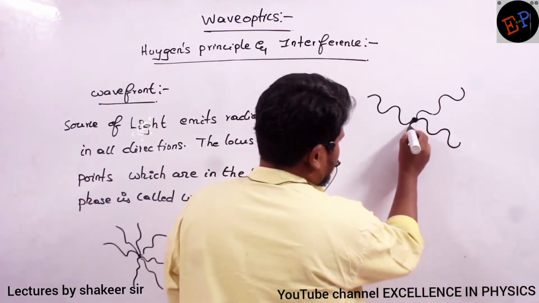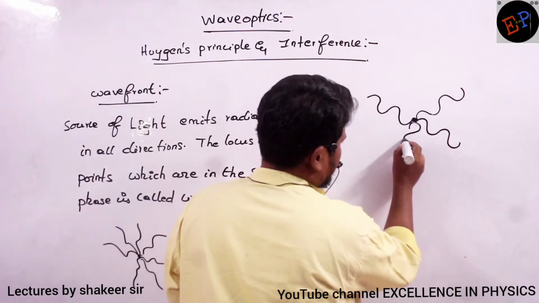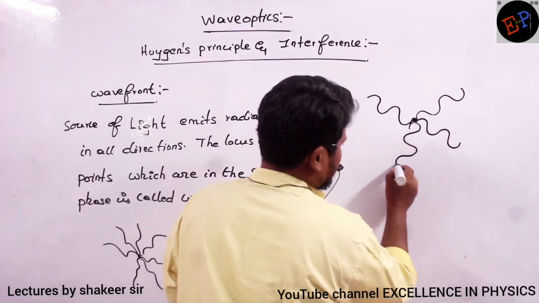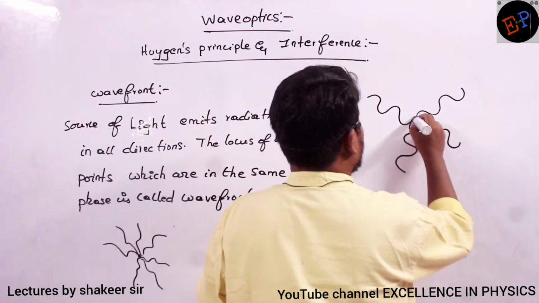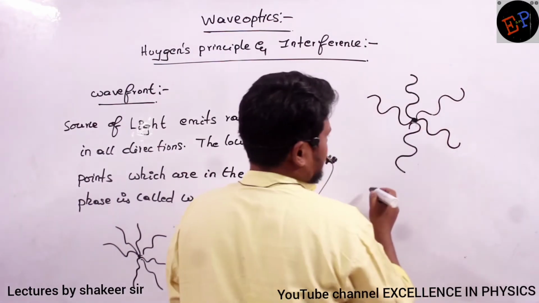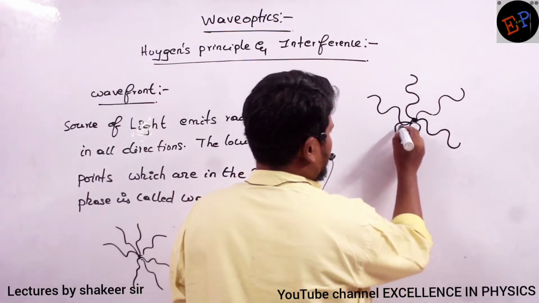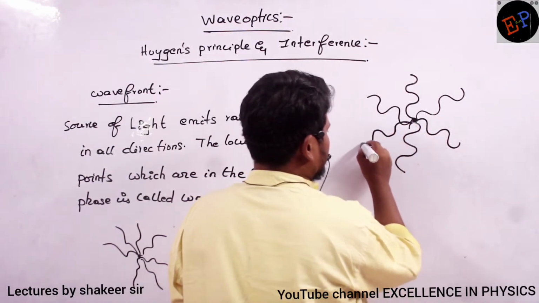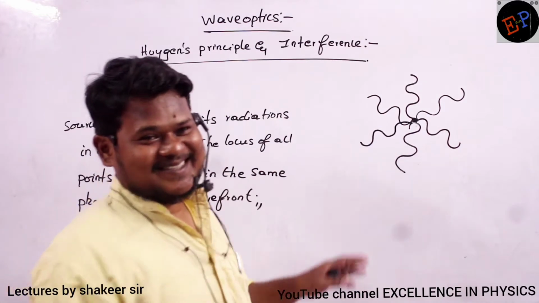So 1, 2 waves, 1, 2 waves, 1, 2 waves. Consider like this.